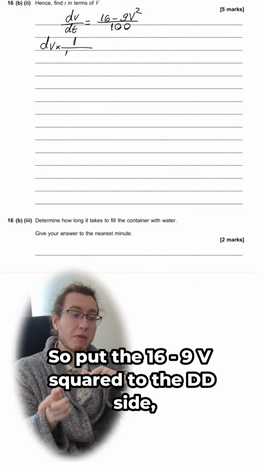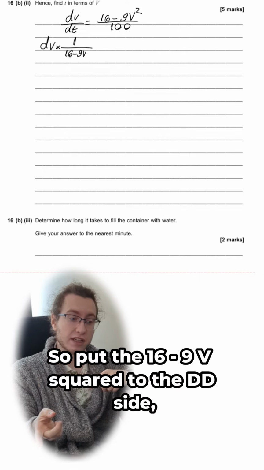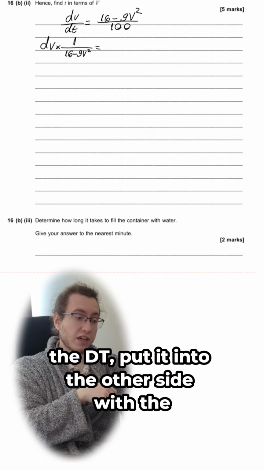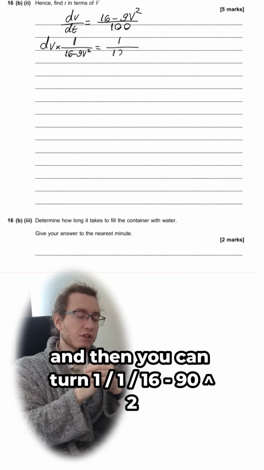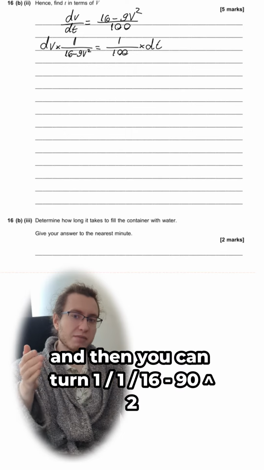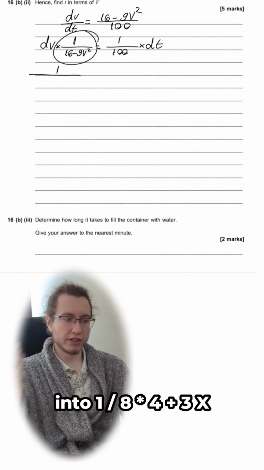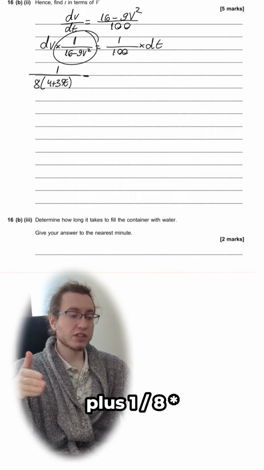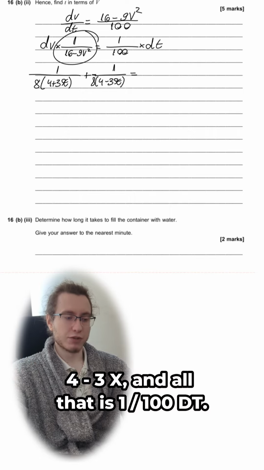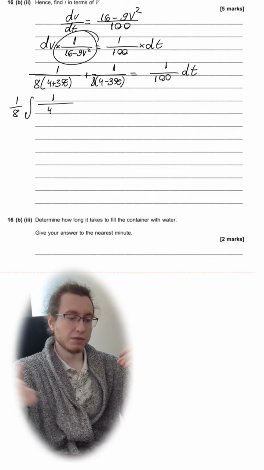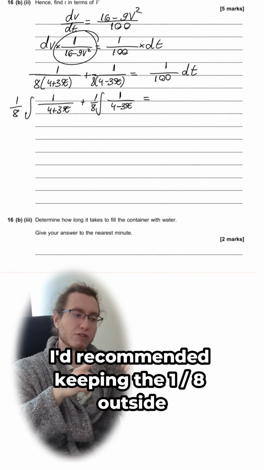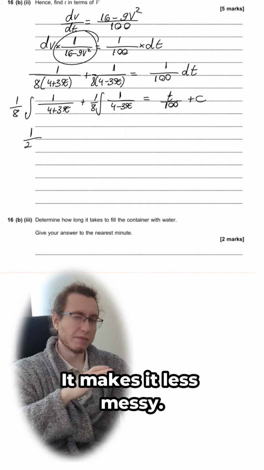So put the 16 minus 9v squared to the dv side, and the dt into the other side with the 1 over 100, and then you can turn 1 divided by 16 minus 9v squared into 1 over 8 times 4 plus 3v plus 1 over 8 times 4 minus 3v, and all of that is 1 over 100 dt. I'd recommend keeping the 1 over 8 outside the integral like I showed here. It makes it less messy.